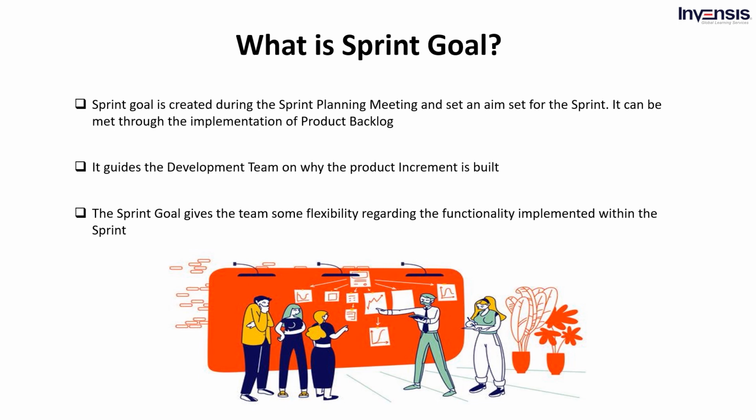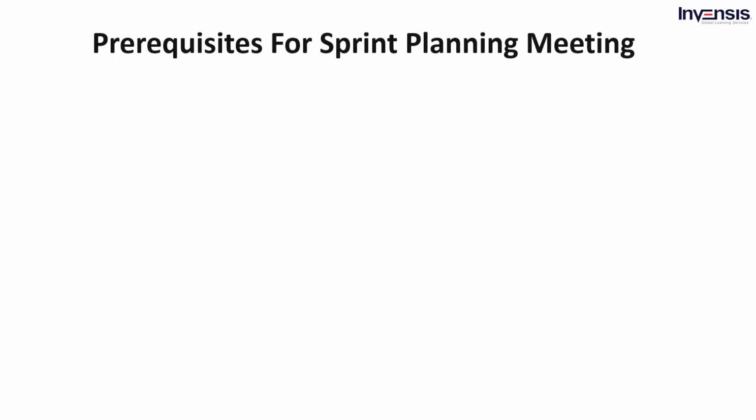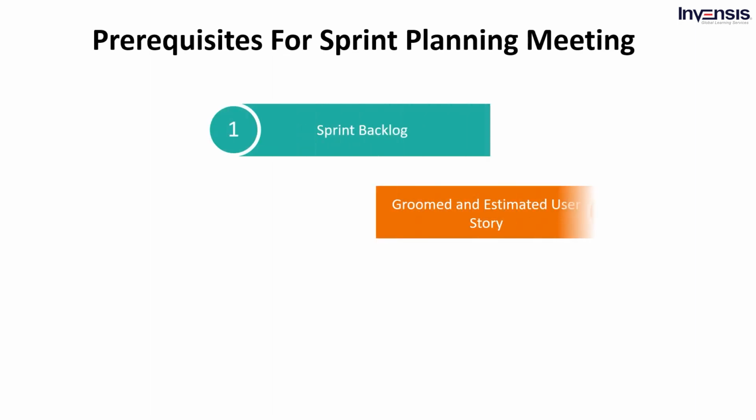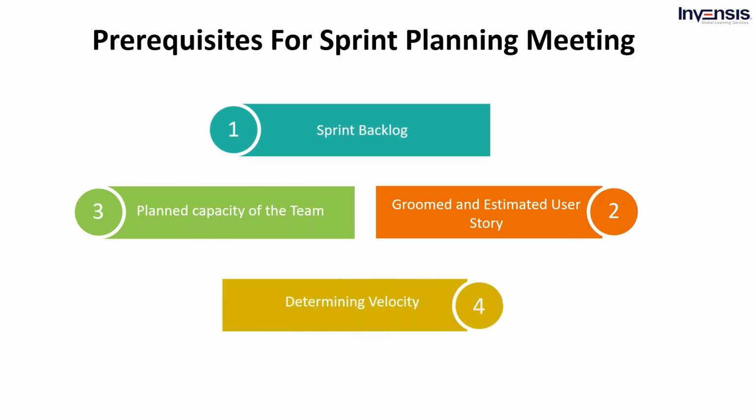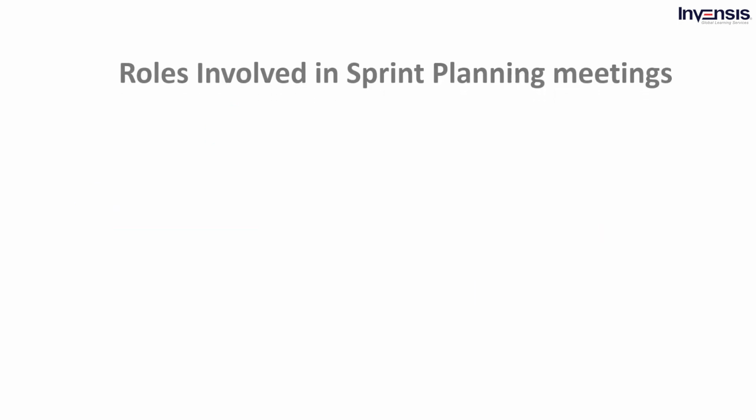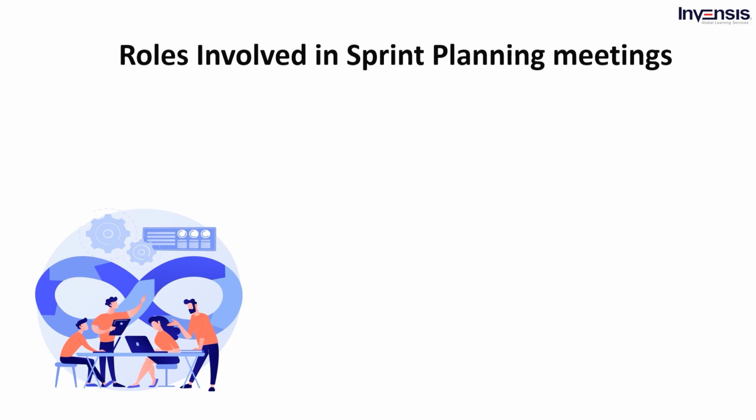Now that you are familiar with the sprint planning meeting, let us see what are its prerequisites. There are certain essential prerequisites to consider to hold a sprint planning meeting. They are: sprint backlog, groomed and estimated user stories, planned capacity of the team, and determining velocity. Next, let's know about roles involved in the sprint planning meeting.